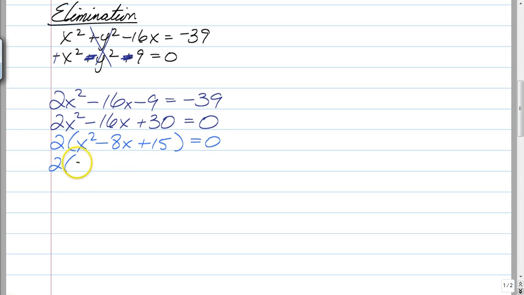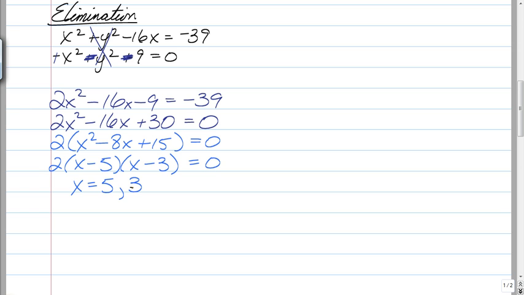So 2 times, this is going to give you an x minus 5 and an x minus 3. Because a -5 and a -3 will add to a -8, but they multiply to a positive 15, and these are equal to 0. Remember, you cannot set 2 equal to 0. Only things with an x get set equal to 0. So x is equal to 5 and 3.